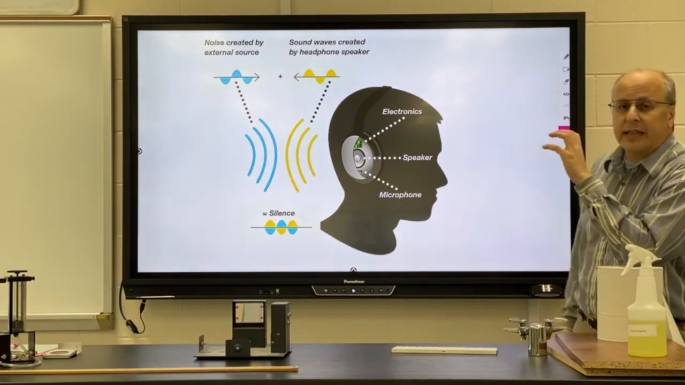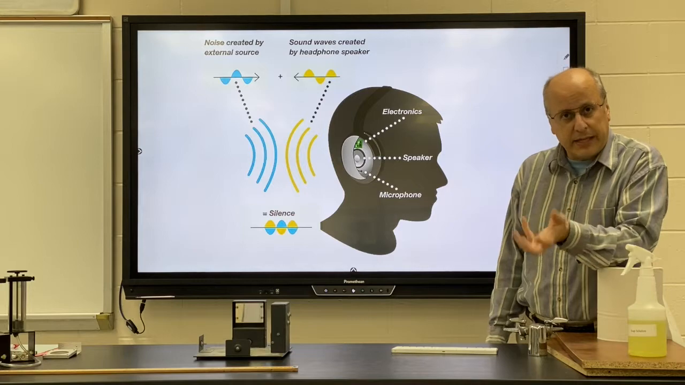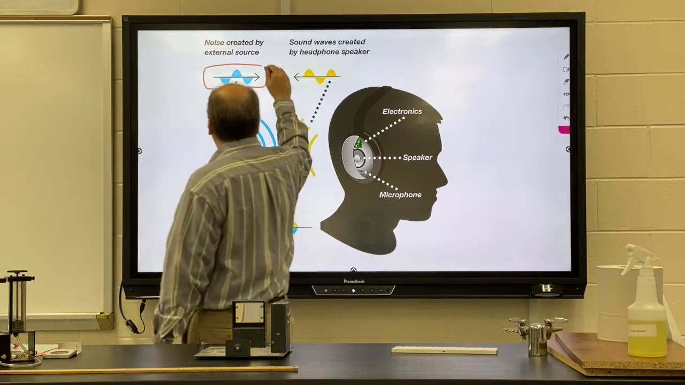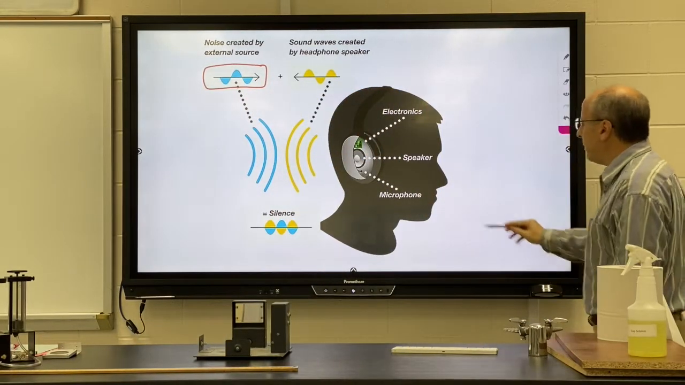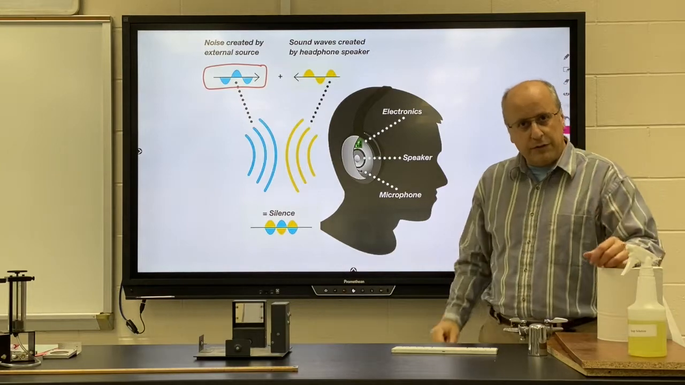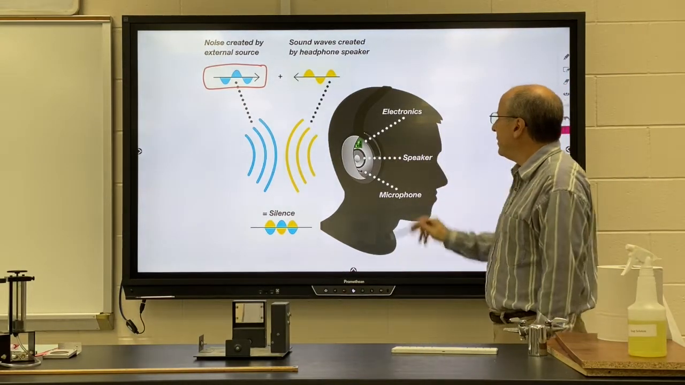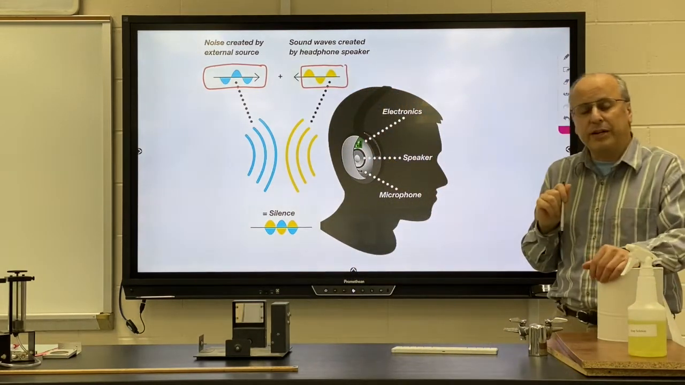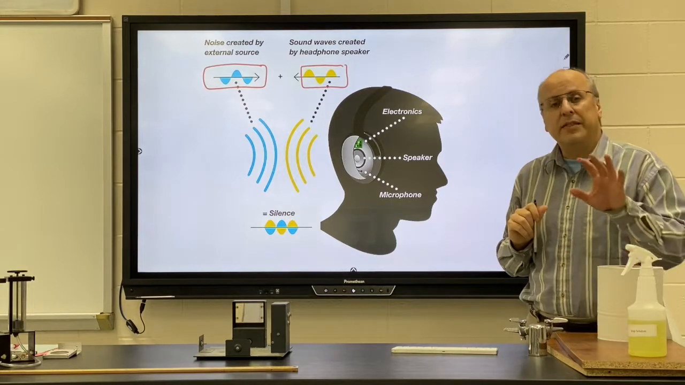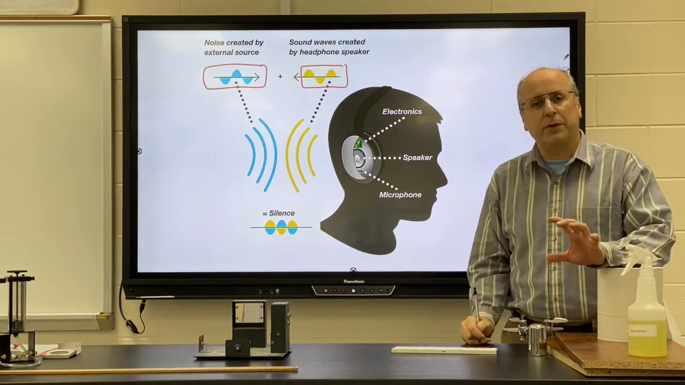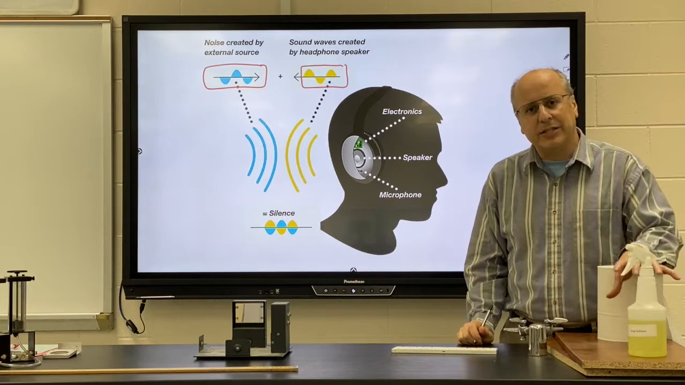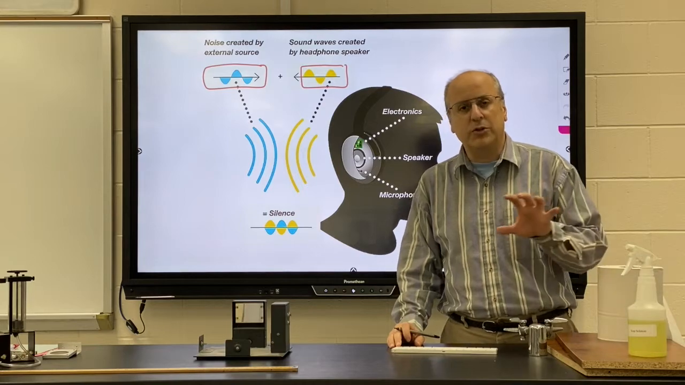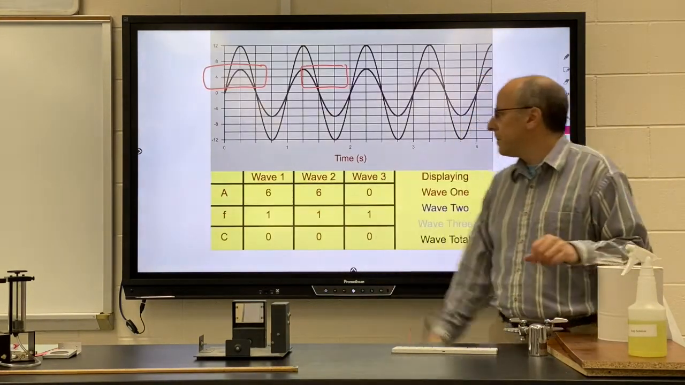We can produce this electronically in our noise-canceling headphones. We talked about this a little bit last year. You have a noise created by an external source. It's picked up by the microphone inside the headphones. The computer then creates another wave that is 180 degrees out of phase with the original. These two waves will superimpose and produce silence. Noise-canceling headphones. They don't muffle the noise, they cancel the noise using destructive interference.